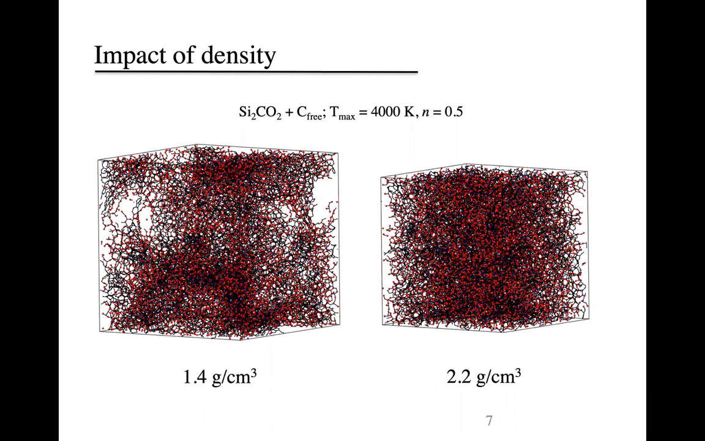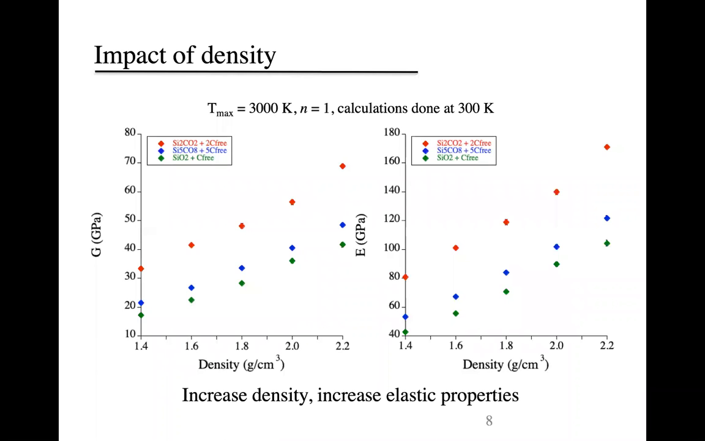So as you can see, when we calculate the shear modulus, which is the G on the y-axis on the left, and the Young's modulus, which is on the y-axis on the right figure, versus density, we can see immediately that increasing the density results in an increase of shear modulus and Young's modulus. And this is true for all of the different compositions of the glass that we look at.